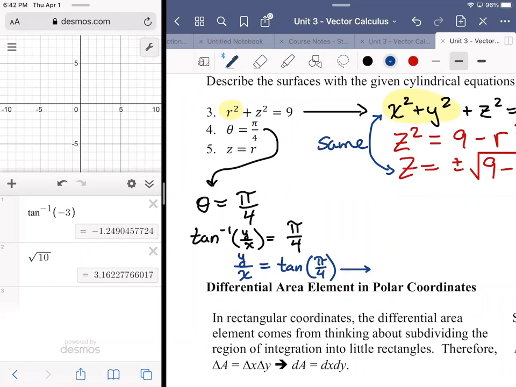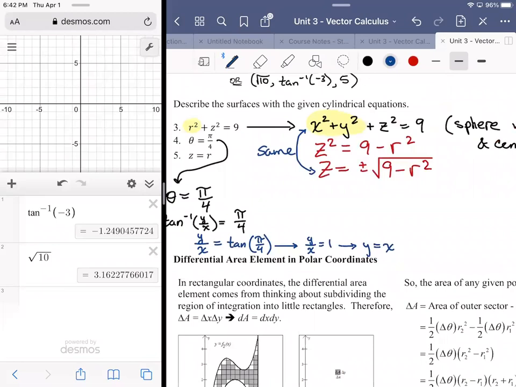Tangent of pi over 4 is equal to 1, so y over x is equal to 1, which in turn means that y is equal to x. Now, if we had no experience with three-dimensional calculus, and if I didn't tell you that we're working with cylindrical equations implying three-dimensional relationships, you'd look at this and say, oh, look, a line. All right, but this is a plane. So this y equals x is happening for all z. This is the equation of a plane.